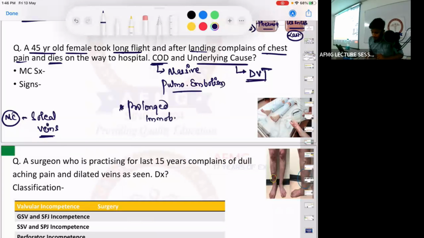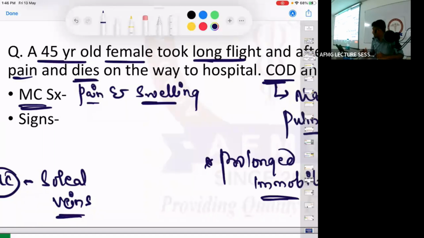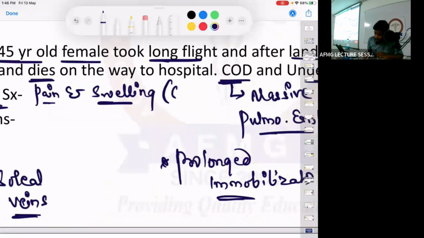Dislodgement of the clot from the lower veins to the pulmonary vessels will lead to massive pulmonary embolism, leading to chest pain and sudden death of the patient. No issues with this. Most common symptom kya hoga? As I told you, the most common symptom is pain and swelling, mainly in the calf.